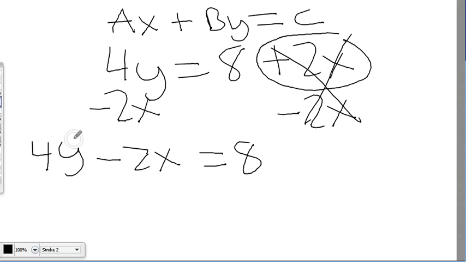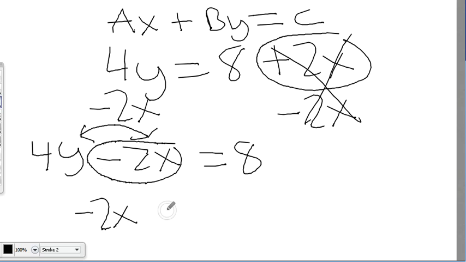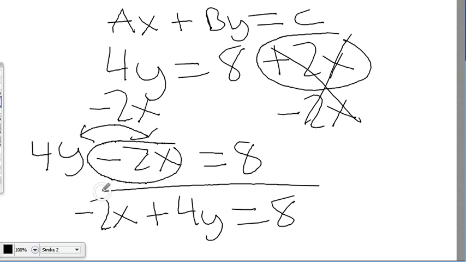And this is almost in standard form. We still need to switch these two terms around so that it's the x term first and then the y term. Notice that there is a minus sign in front of this 2x. So when we rearrange these, we have to keep that minus sign with the x. So negative 2x plus 4y equals 8. And now this equation is in standard form.